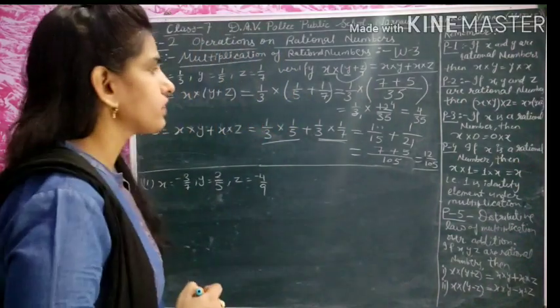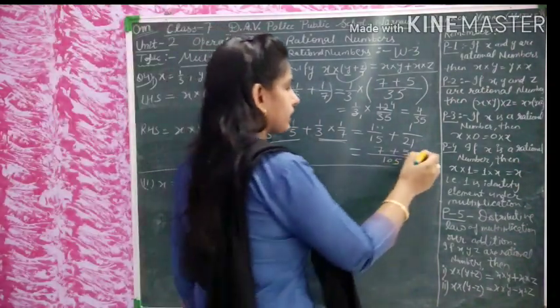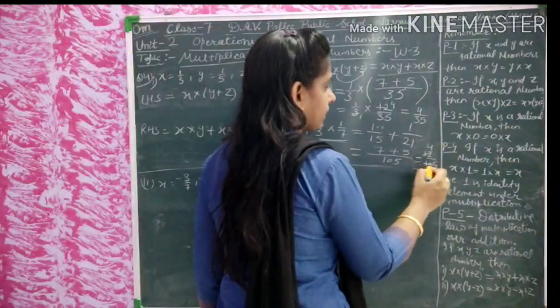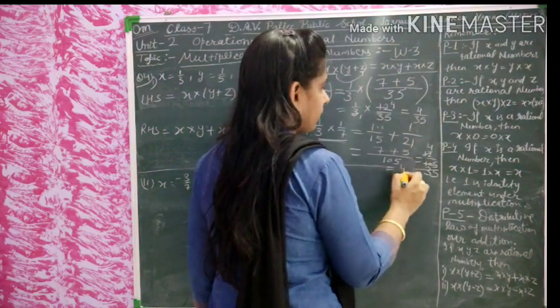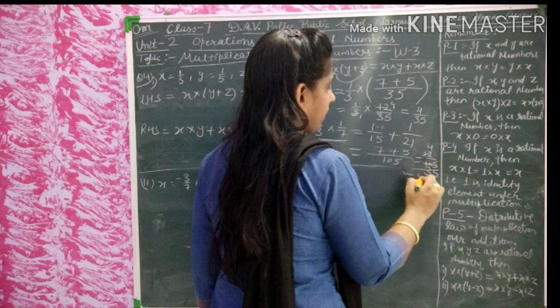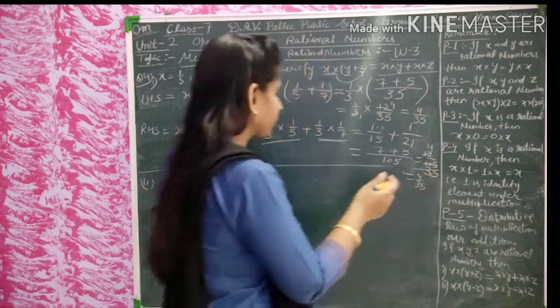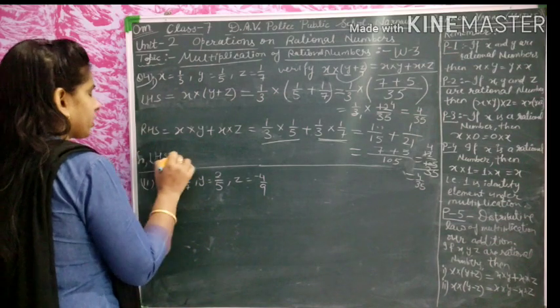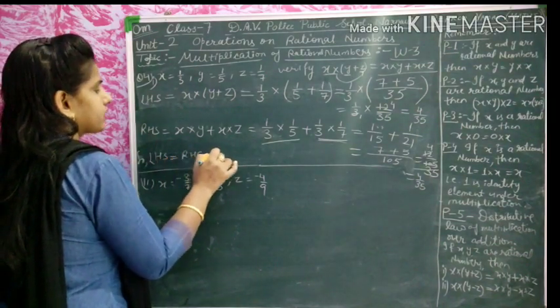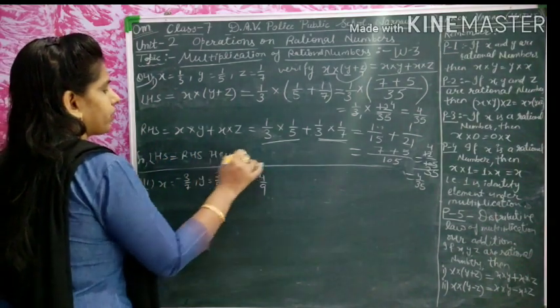Now is this number divisible by any number? Yes, that is 3. 3 fours are 12, 3 threes are 9, 3 fives are 15. We will get here the same number, that is 4 by 35. So students, you are seeing that LHS is equal to RHS, hence verified.